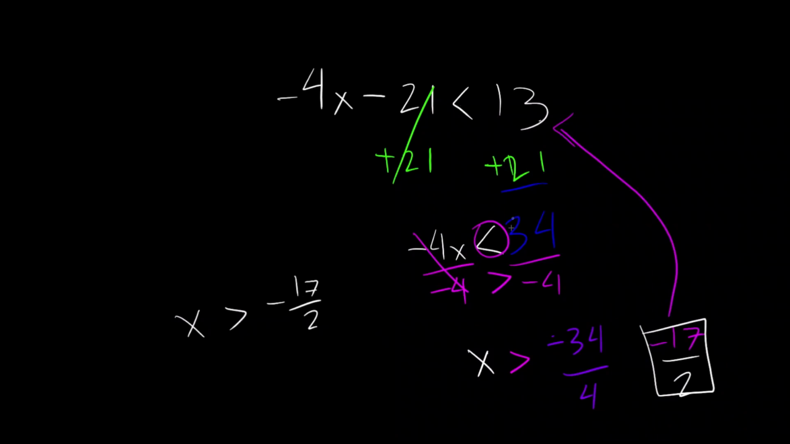So remember, we have to flip this when we're multiplying and dividing by a negative, and we will just treat it like an equation, and that's all we have to do.